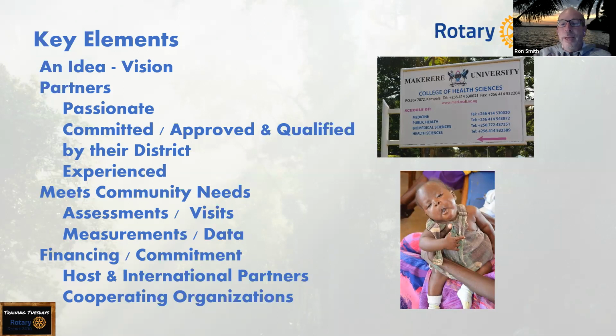So measurements and data, they're very specific things. If you're doing a water and sanitation grant, or if you're doing a maternal and child health or peace and conflict resolution, there are very specific measurement goals that Rotary asks you to measure, as well as you can add some others. You need a commitment for financing.